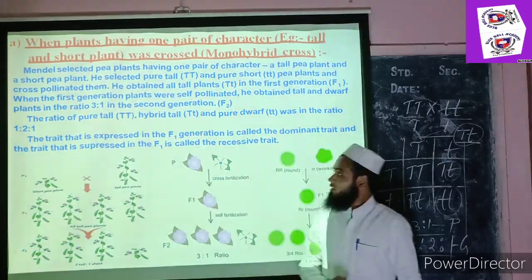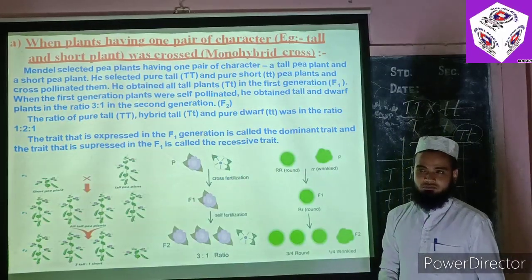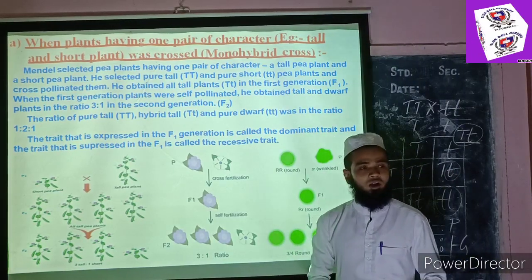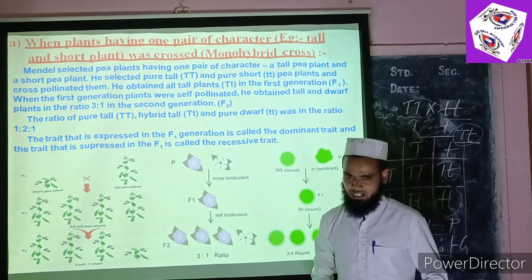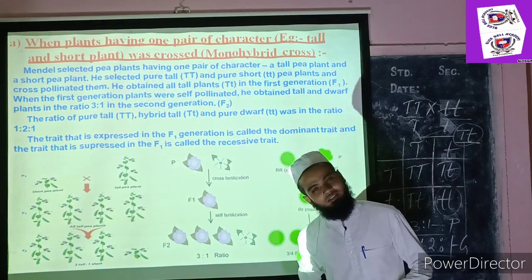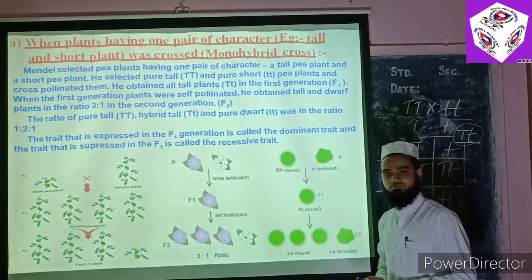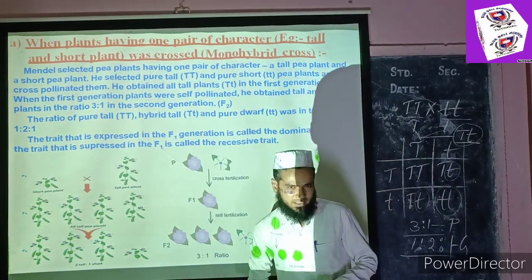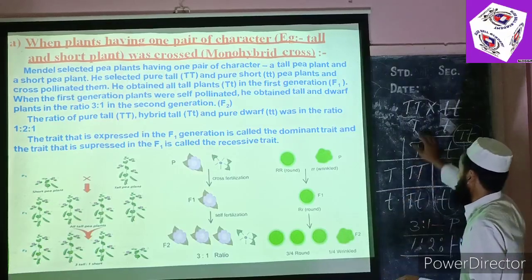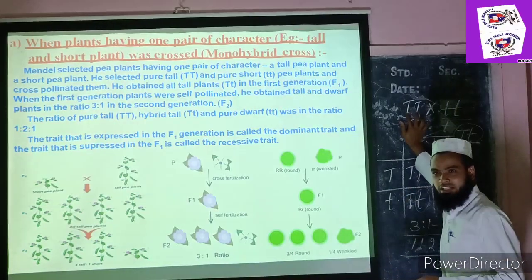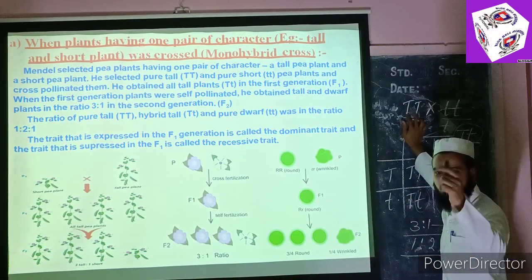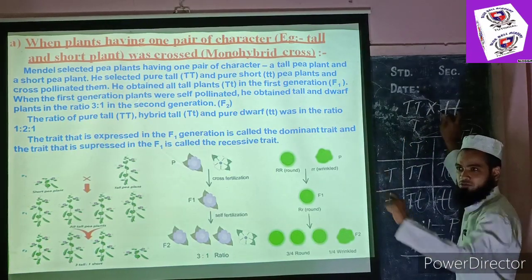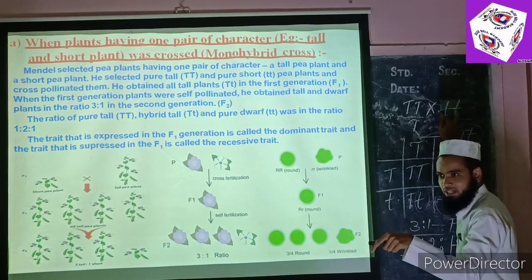Did you get it? Yes, sir. Based on that monohybrid cross, he derived the law. That law we call the law of segregation. What do we mean by that? Law of segregation: the pair of factors responsible for a particular character. Capital T is the factor responsible for the tall character, and small t is responsible for the short or dwarf character.